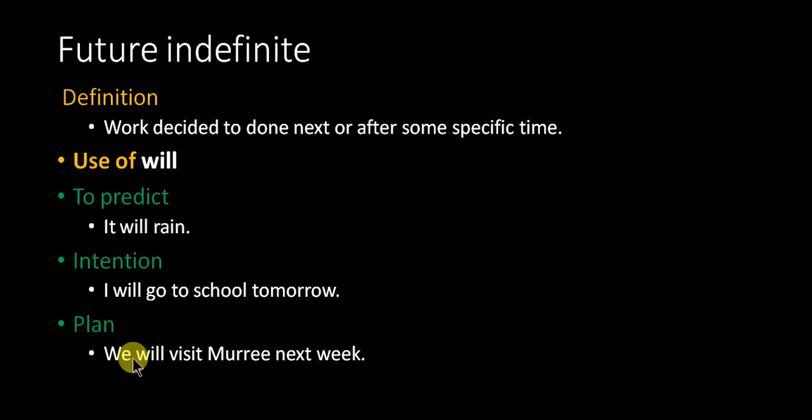Just like, we will visit Murree next week. Our plan is next week. We will visit Murree. Next week we will visit Murree. So this is our plan to visit the Murree Hills. Understand? We will visit Murree. Understand? Dear students, this was the use of will to show future indefinite tense. Understand?